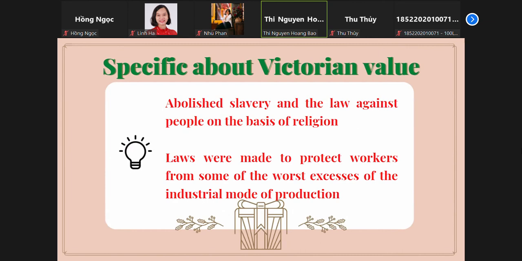So we have two specifics about Victorian values. The first one is that slavery and the laws against people on the basis of religion were abolished. And the second one is that laws were made to protect workers from some of the worst excesses of the industrial mode of production.